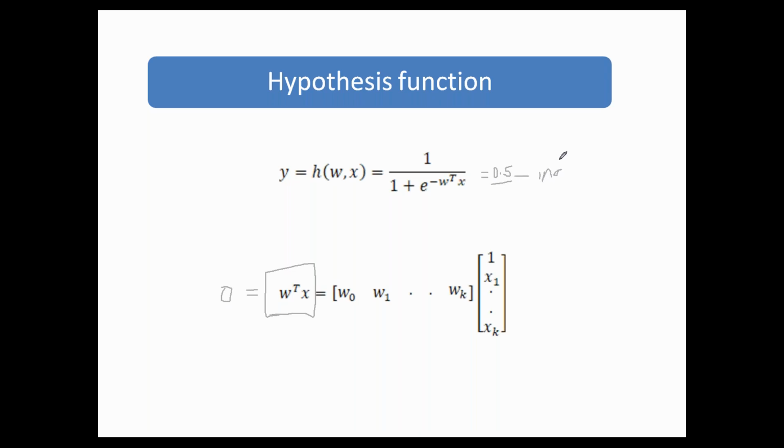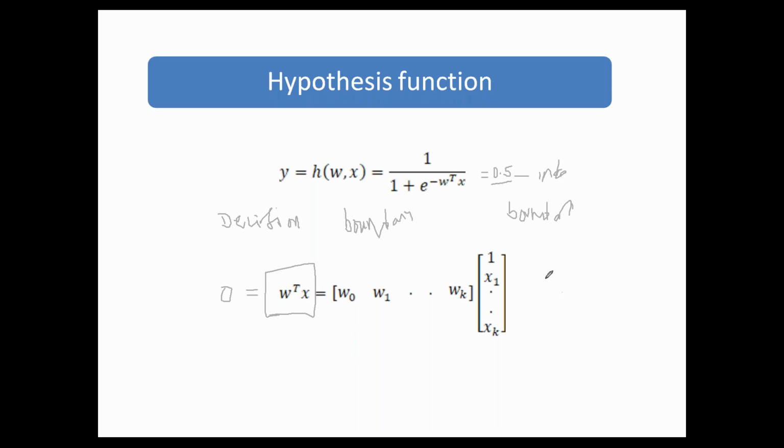We can call it indecision or a boundary. That is the boundary between two classes. In correct terminology, it is called the decision boundary. Why is it called decision boundary?